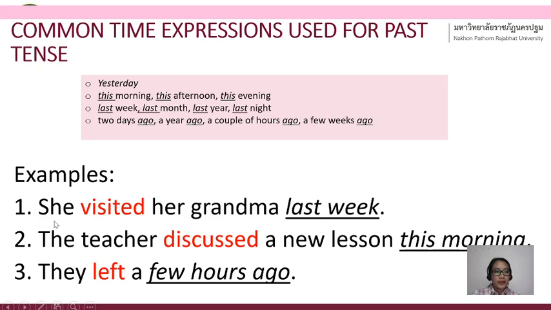Number 1, she visited her grandma last week. She is the subject. Visited is the past simple form of the verb. And last week is the time expression. This makes the sentence past, plus the ed form of the verb that you have added to the verb visit. That makes it visited.